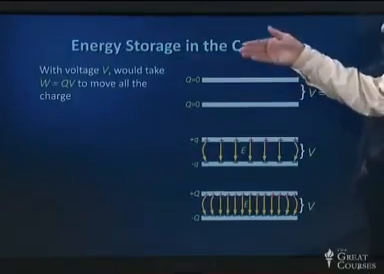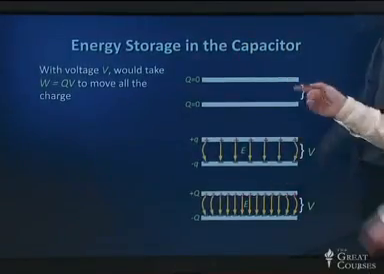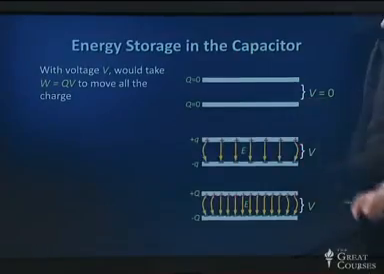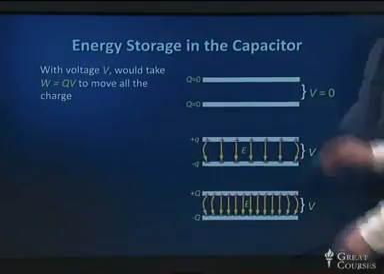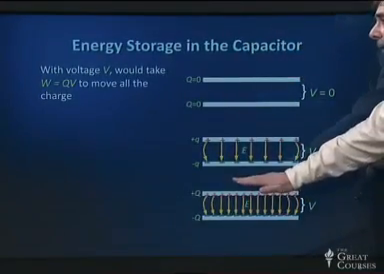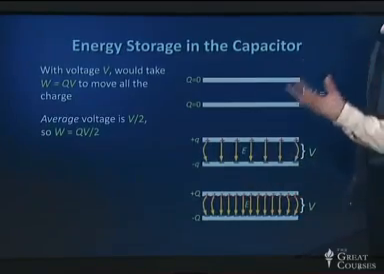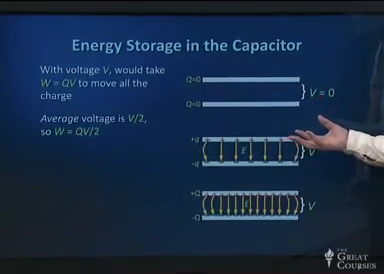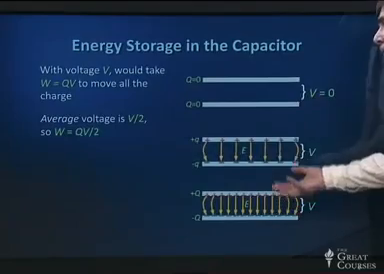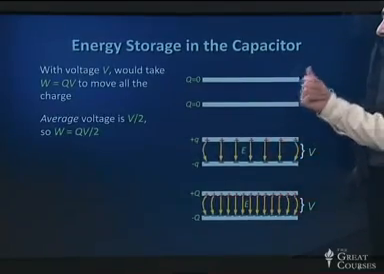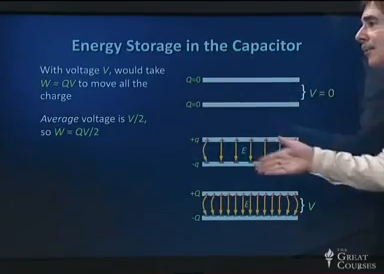So let's figure out how much energy is involved in doing this. If the voltage were always V, it would take work Q times V to move all the charge, because voltage is work per unit charge, or energy per unit charge. But we started with no charge, and we ended up with charge Q. So in fact, the average voltage was V over 2. And so the work to move all that charge was Q times V divided by 2.